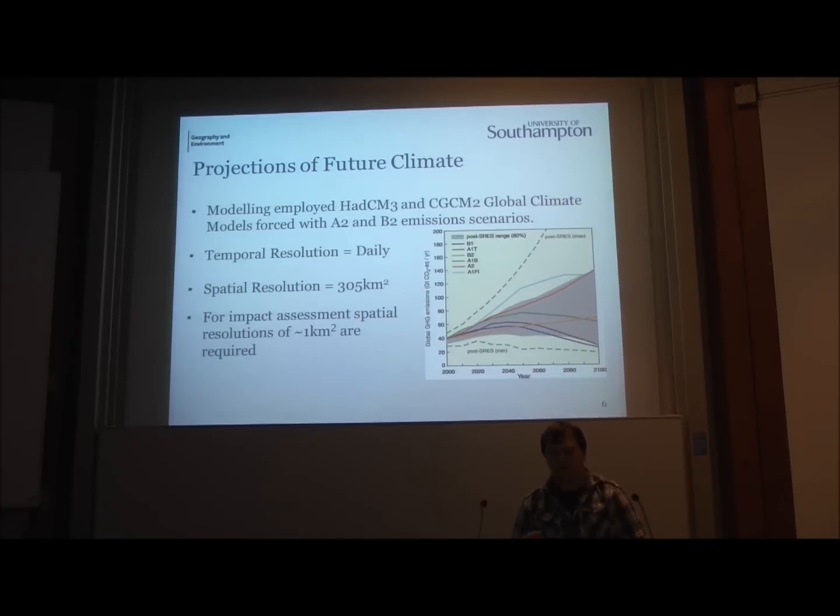These have a daily temporal resolution, so we're getting daily changes, which is what feeds into the model that we're using. However, the spatial resolution of these models is 300 kilometres squared, which isn't very handy when you're looking at a 3 kilometre square catchment on the Isle of Wight. So we then need to drill down further and downscale those towards 1 kilometre squared scales.